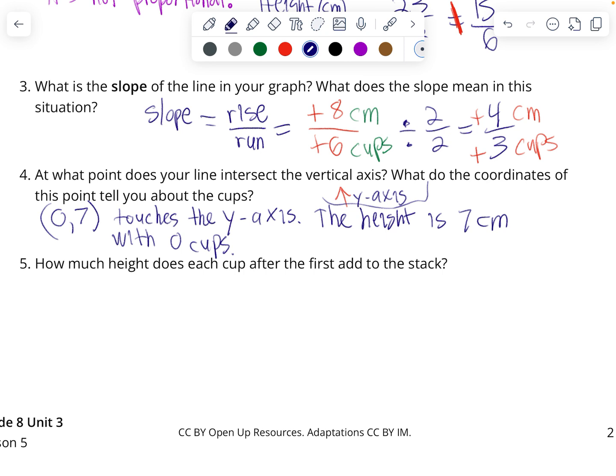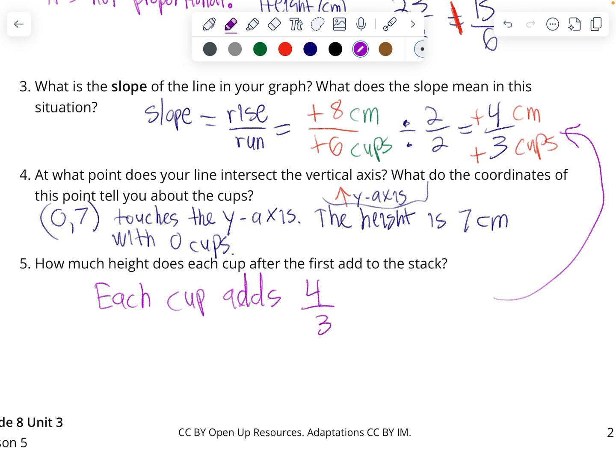Okay? One last question, number 5. How much height does each cup after the first cup add to the stack? Well, we kind of talked about that already, right? We did talk about some stuff with our slope already. Each cup adds 4 divided by 3 centimeters to the stack. Those of you that love your decimals, if you put in your calculator, you're adding 1.33 centimeters to your stack for every single cup that you add.